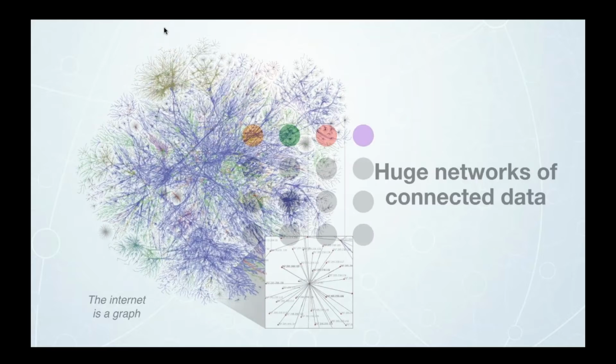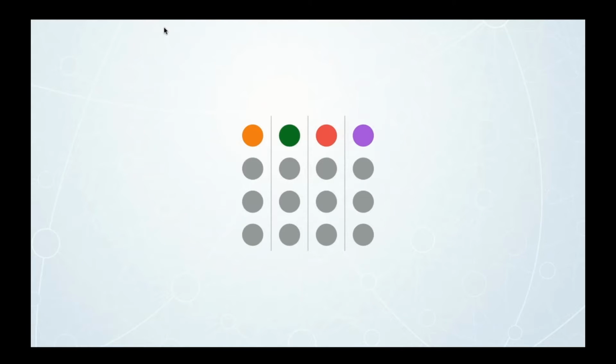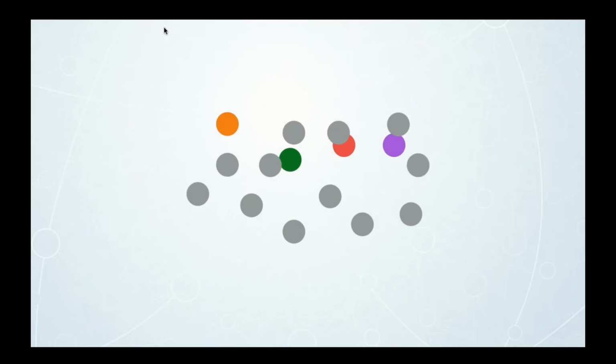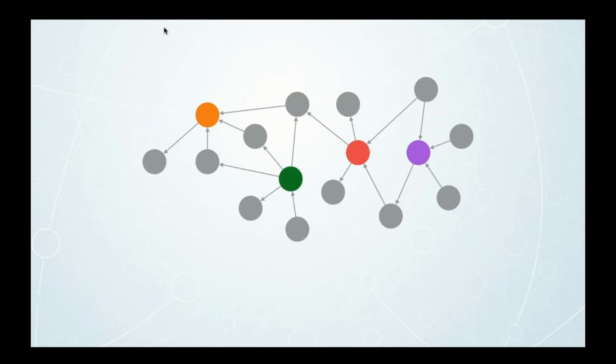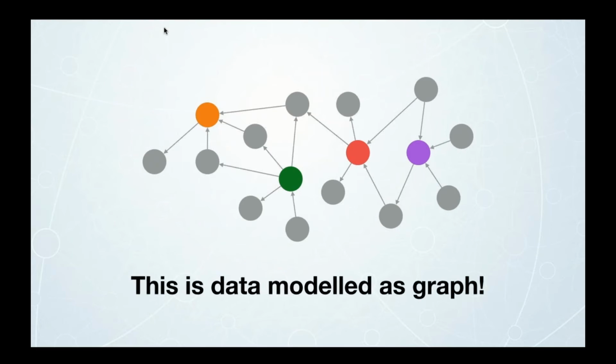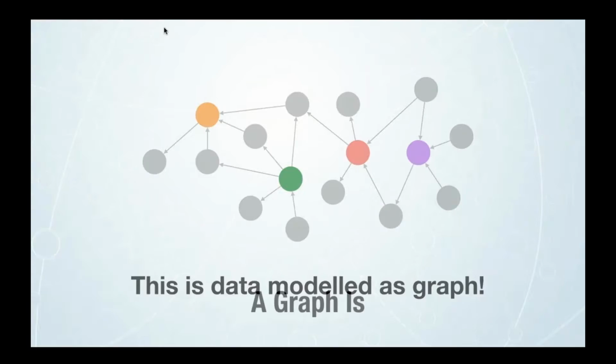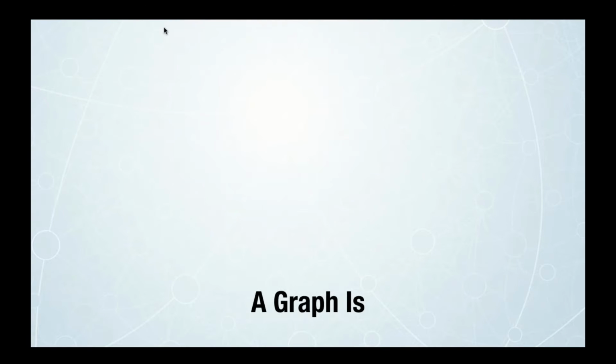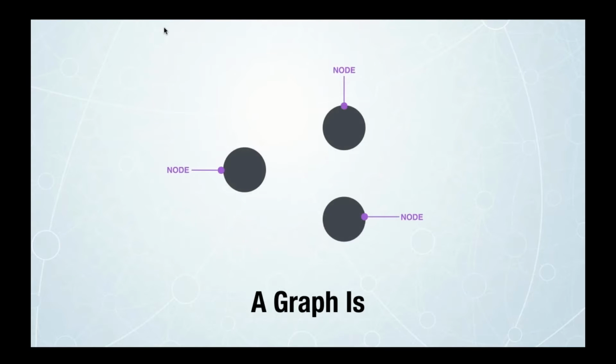Another way to put this is to say that data structured as tables, columns, and rows is evolving to be stored and modeled in a way that the data is relating to itself. And this is what modeling data as a graph is. So a graph is essentially connected data, which means data points, or nodes as we call them, that have relationships with other data points.